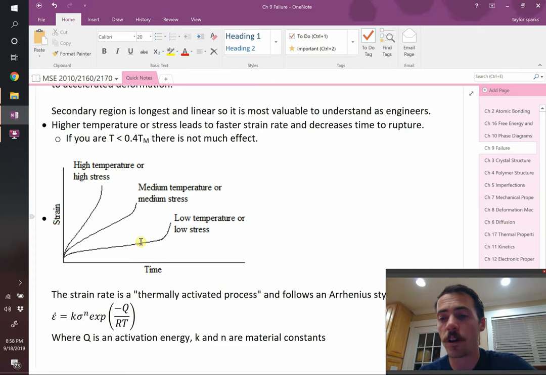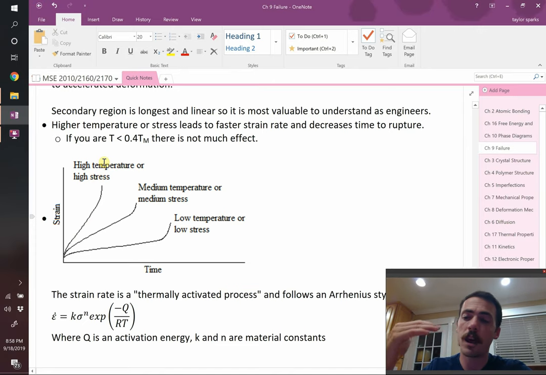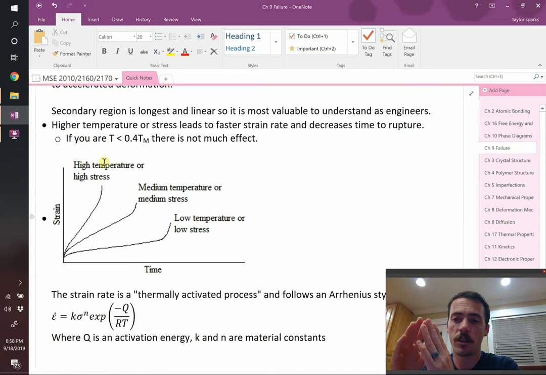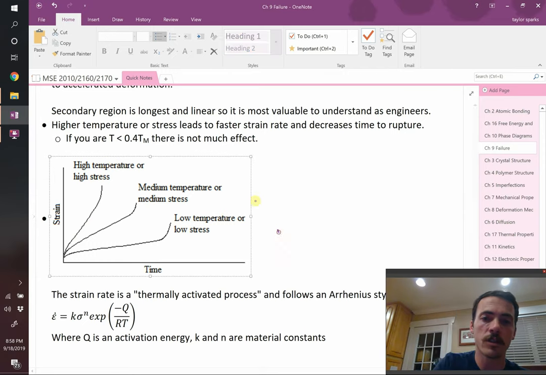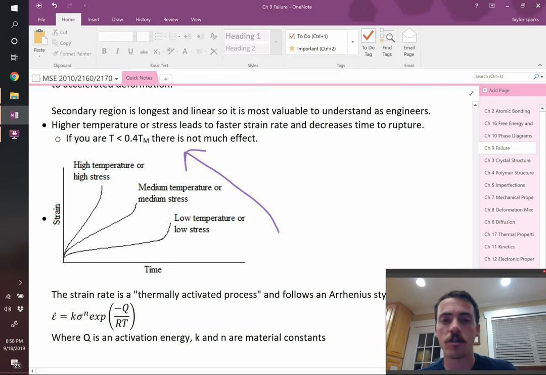Now, it is a function of lots of things. For example, low stress, medium stress, high stress. What do you think it's going to do? Of course, high stress is going to give you the most strain for a given amount of time. Low temperature, medium temperature, high temperature, you're going to get the same effect. Because as temperature is increased, the mechanisms of atoms being able to move past each other and get permanent deformation is also increased. So you're going to follow that same trend, low versus high. Increasing temperature or stress causes this thing to have higher strain rates.